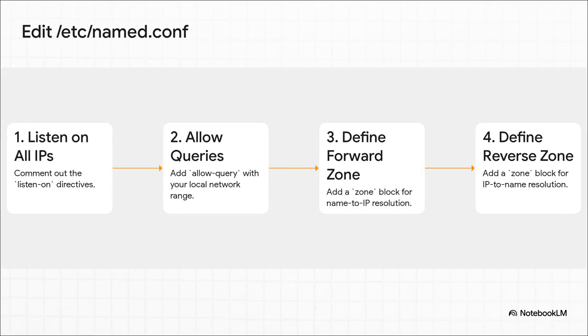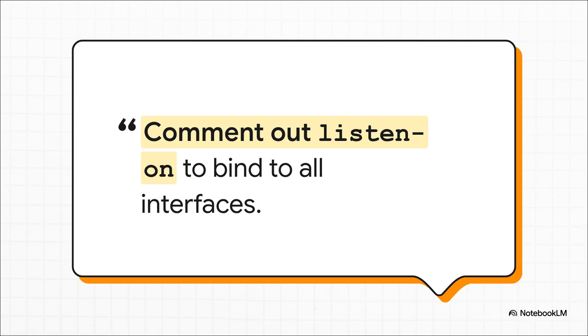Next up, we're diving into the main configuration file, /etc/named.conf. Think of this as the brain of our DNS server. The most critical changes we'll make are telling Bind to listen for requests from other computers on the network, not just itself. We also need to specify who is allowed to ask it for information, and finally, we declare our new zones.